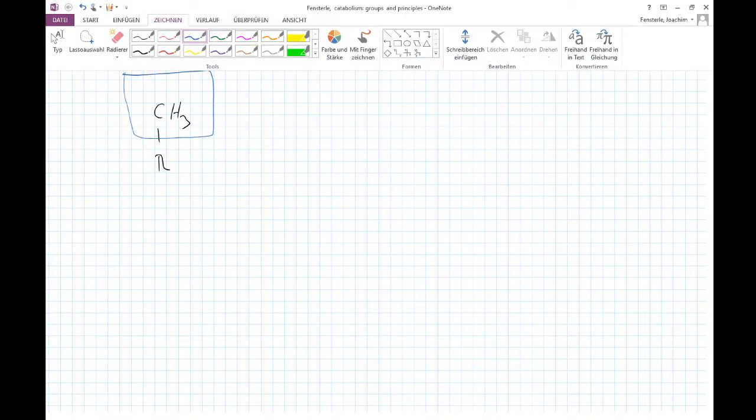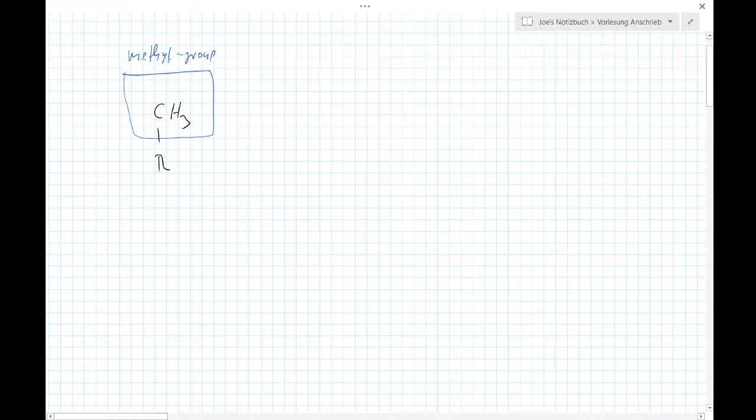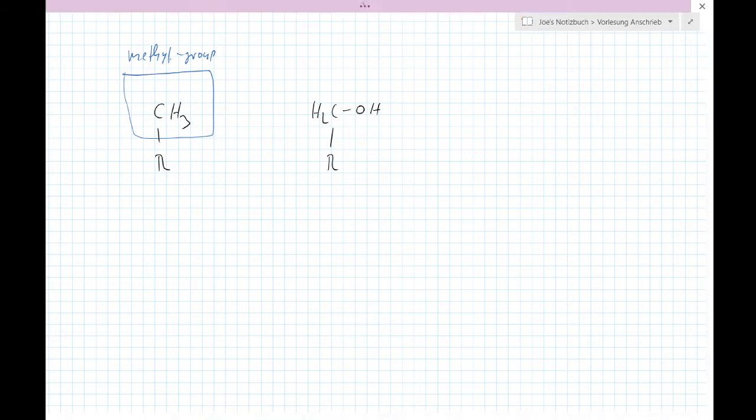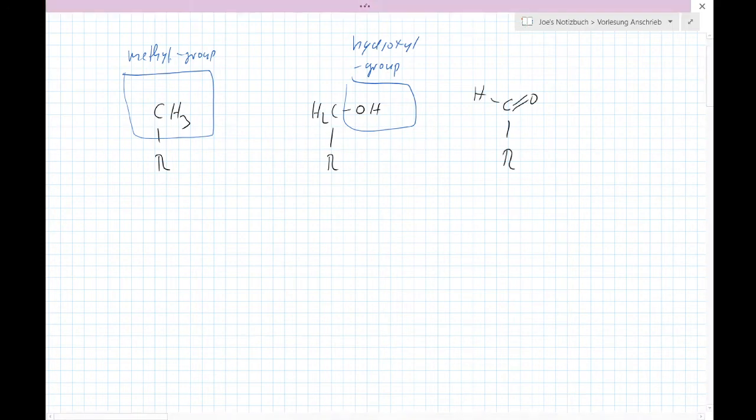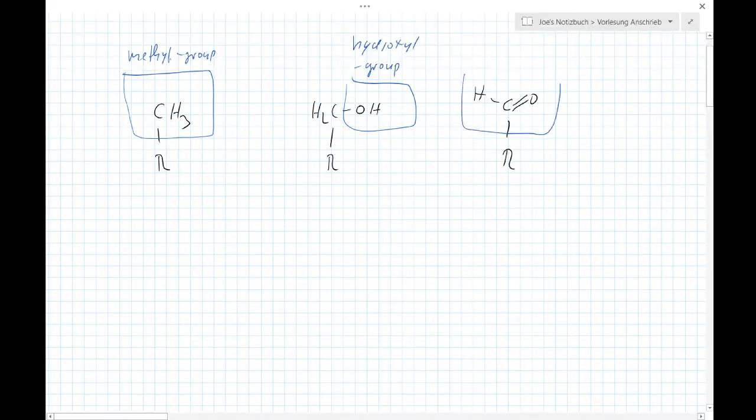So groups and principles. Let's start with, I would say, the simplest group in metabolism. This is a methyl group, obviously. We now oxidize this group, and the next group is a hydroxyl group. Let's make it like that. And of course, this group here is termed a hydroxyl group. Okay. Now, if we go one step further, we have this group, and of course, this is an aldehyde group.